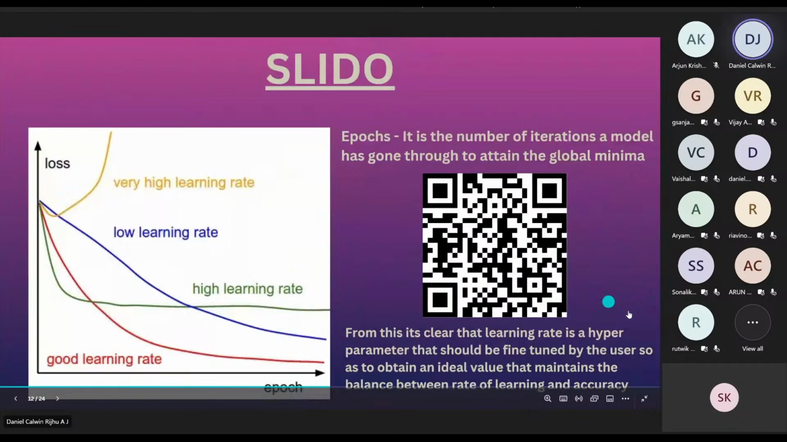Okay. So now we'll discuss the types of gradient descent. The first one is going to be stochastic gradient descent, which we'll be discussing over here. So what does this word stochastic mean? Stochastic means a randomly defined process, and the same thing is going to be applied over here.